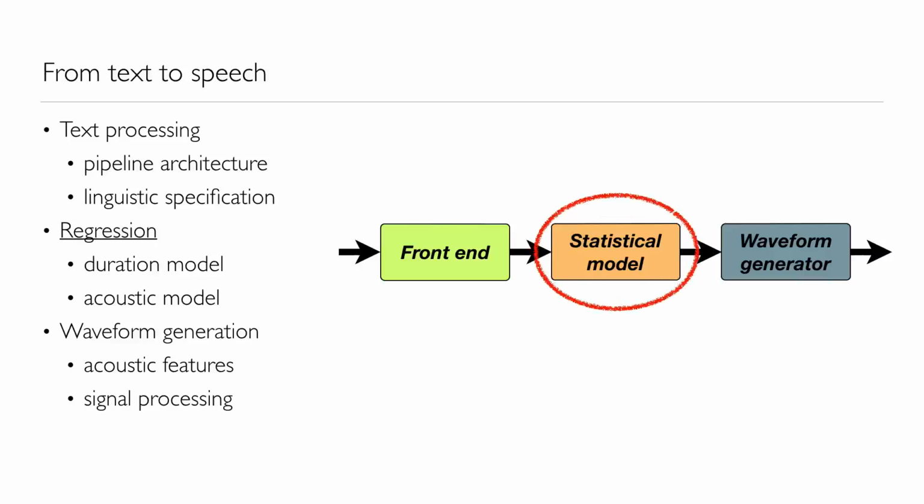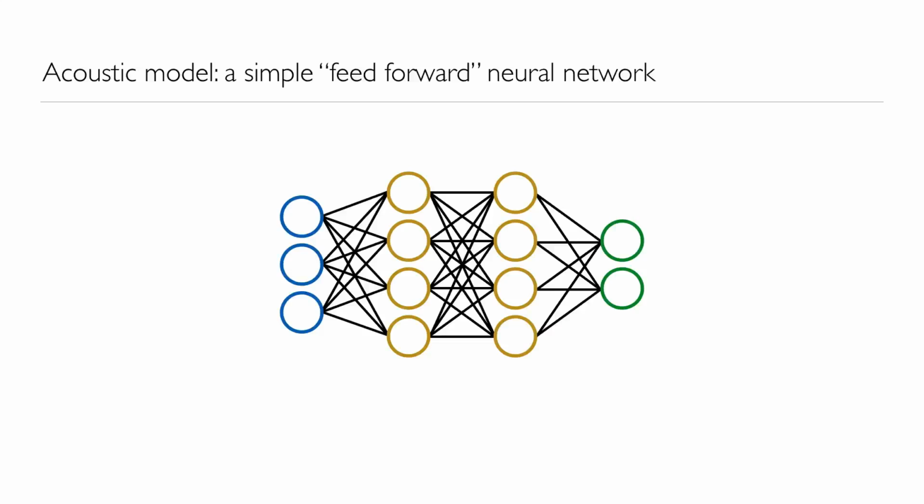So regression is going to be some statistical model. And if we think of it in its most generic terms, that's going to turn out to be really easy. It could be something as simple as this feed-forward neural network, again with hundreds of inputs and hundreds of outputs. And we put a vector in, we get a vector out.